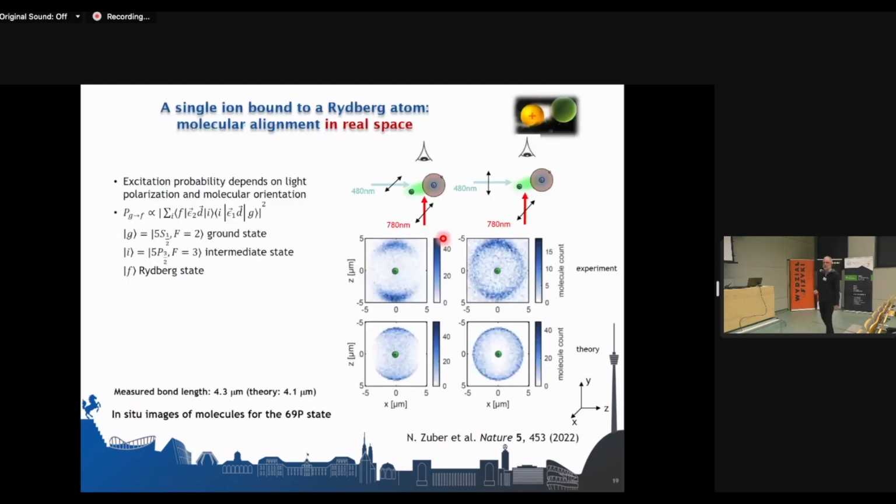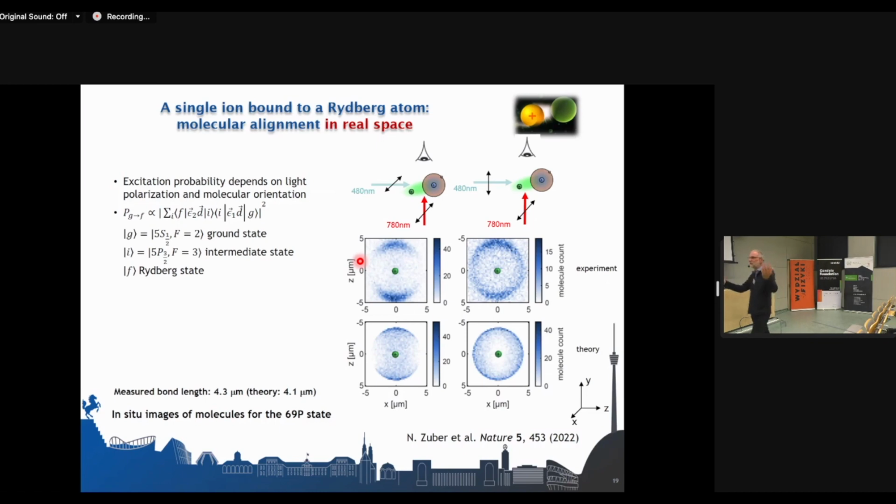But now we can also look at the shape of the molecule, because in this case, the 69P state has a bond length of about 4 micrometers, which we can actually measure to be 4.3 micrometers. And we can see how the molecule looks. Now, interestingly, it is not round. Yeah, that was a surprise for us at first.